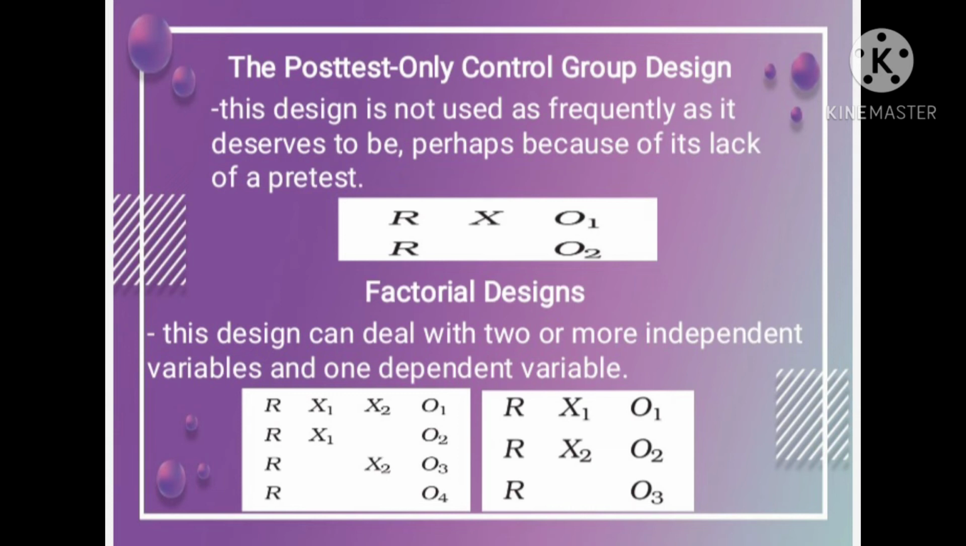And 4, we have the factorial designs. The 3 preceding designs are examples of designs capable of accommodating only one independent and one dependent variable. Factorial designs can deal with 2 or more independent variables and one dependent variable. This is a multivariate equivalent of the post-test only control group design.